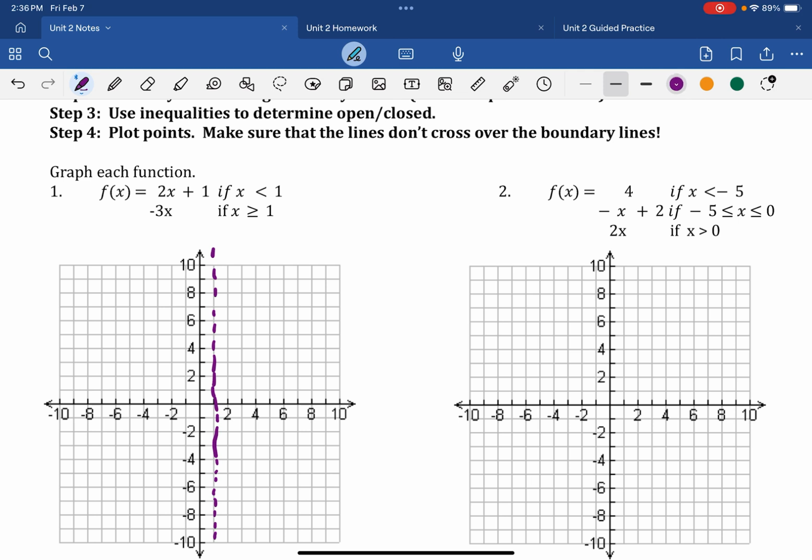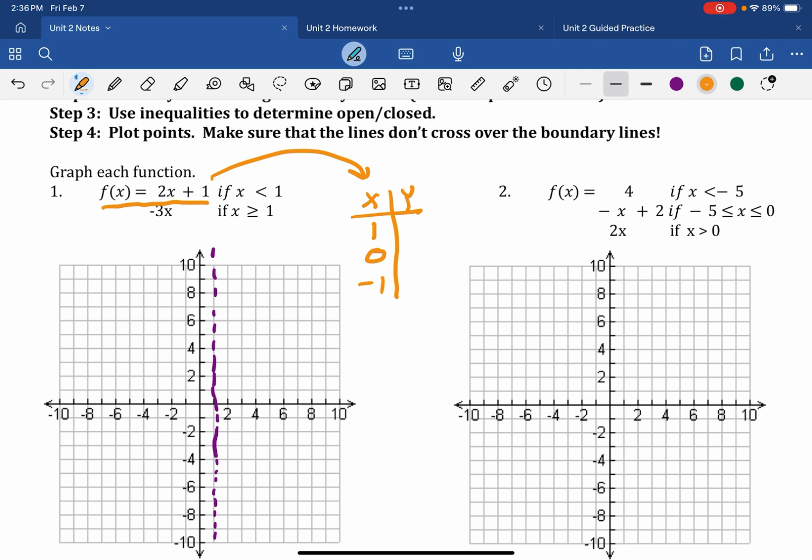So if I take that top equation right here and I make a t-chart, what I'm going to do is plug in the value of where that boundary line is. And then the statement says that f of x equals 2x plus 1 if x is less than 1. So I'm going to pick a couple numbers to the left of that boundary line. Lots of times I just use the next two. You could choose any of the numbers to the left of that boundary line.